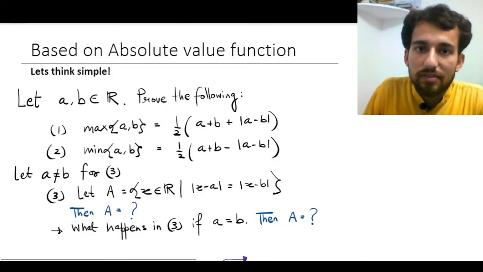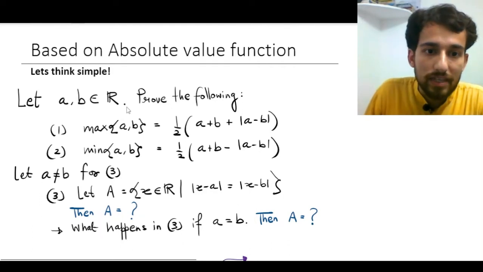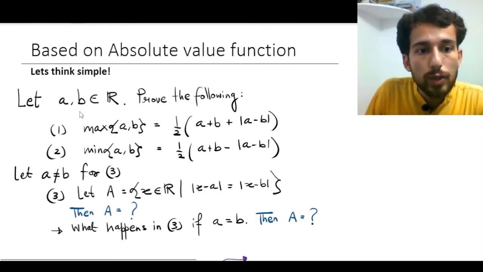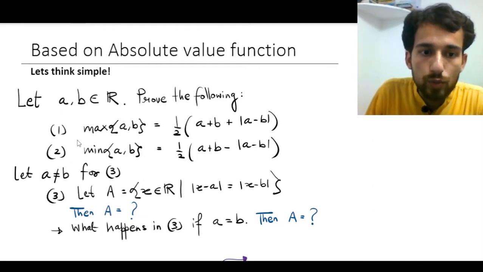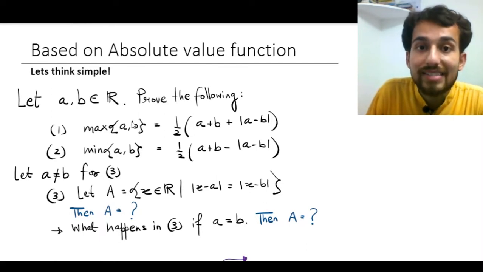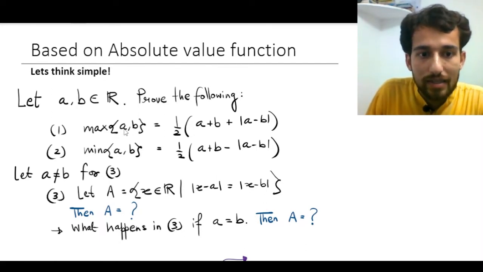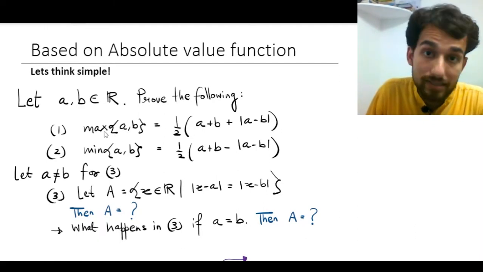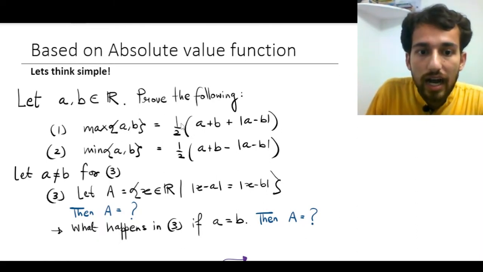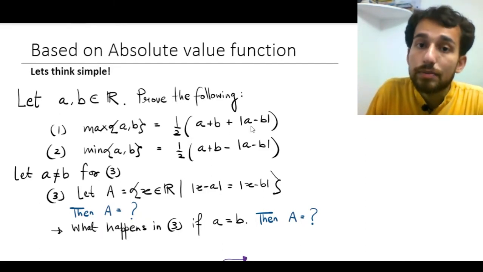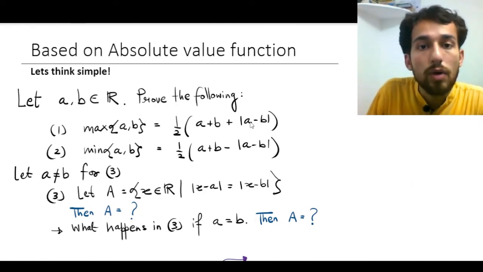So let's first read the statement of the given problem, that we are given two real numbers a and b, and we have to prove the following two results. The first result is that the maximum of this set comprising of two elements a and b, जो ये दो एलिमेंट्स हैं यहाँ पे a और b, तो इनमें जो इनका मैक्सिमम है वो कैसे डिफाइंड है? Half of their sum a plus b plus their absolute difference, basically the difference between the two, but we are writing it in terms of the modulus.